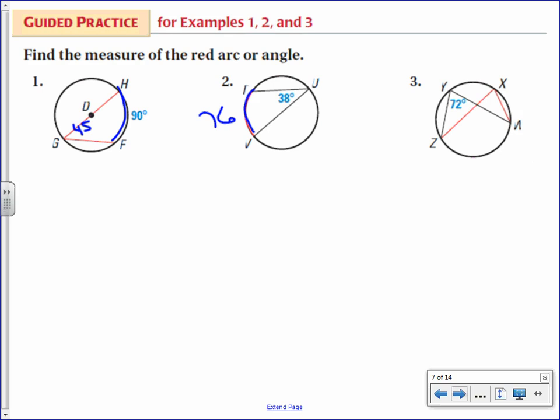Another unique problem. So from Z to M, guys, is 72. Or I'm sorry, the inscribed angle is 72. The outside would be double that, right? But you know the red goes the same spot. So angle X would be 72 degrees.